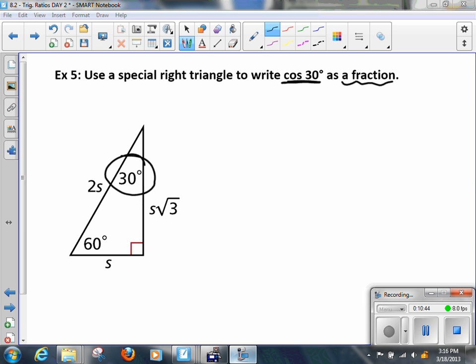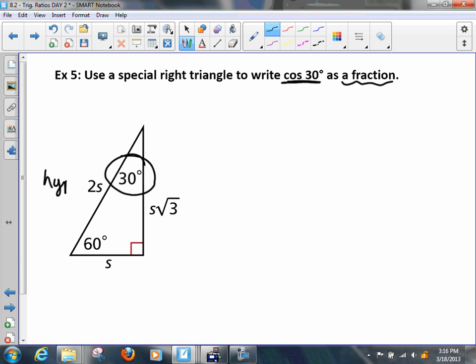Cosine of 30. Hey, label your triangle. Hypotenuse is always where? Opposite the right angle, correct? All right. With respect to the 30-degree angle, where's the opposite? S. And that means the adjacent is the S root 3, right? Okay. We've got to write cosine of 30 as a fraction.